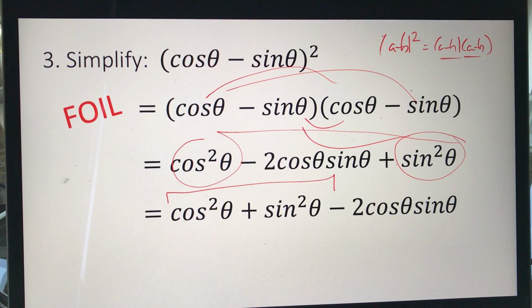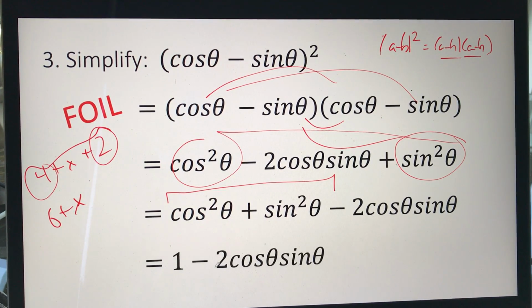We do that all the time, right? If you have 4 plus x plus 2, you're allowed to put the 4 and the 2 together, 6 plus x. We collect like terms all the time. So cos squared theta plus sine squared theta is obviously 1. Take away 2 cos theta sine theta.